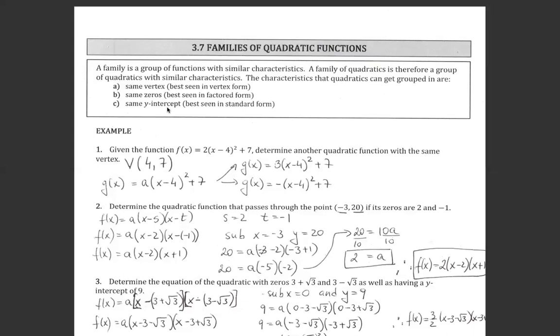They could have one of these, or two of these, but they can't have all three, because that would mean it's the identical function. But they can have one of them or two of these. Now let's look at the first example.